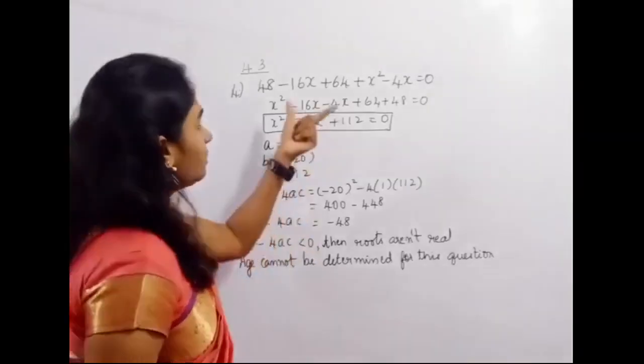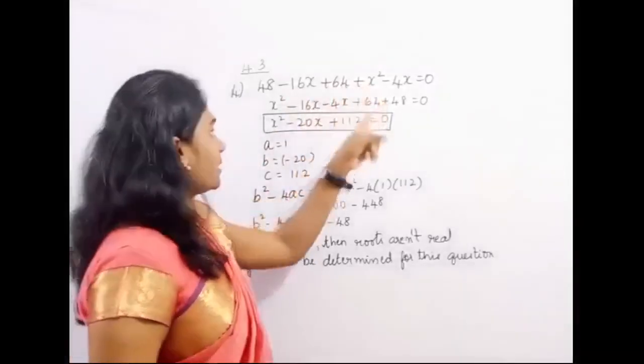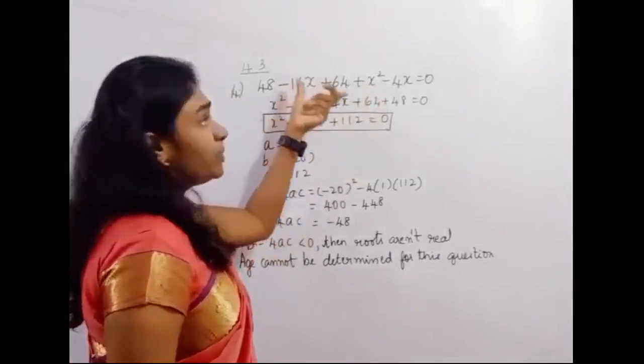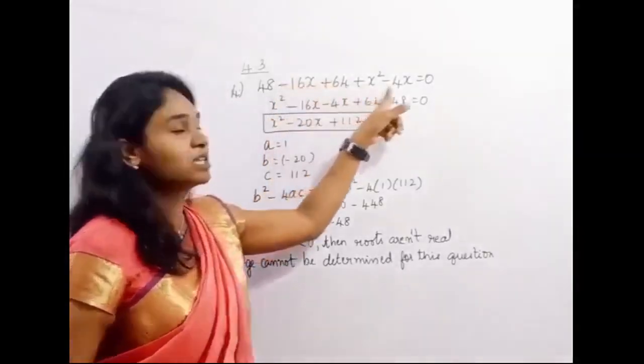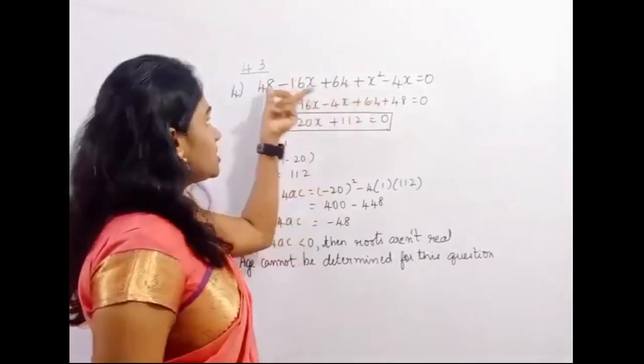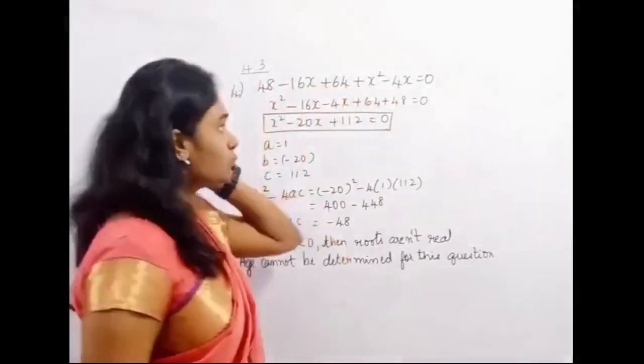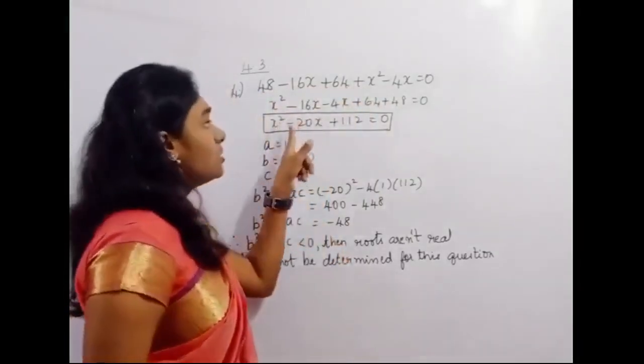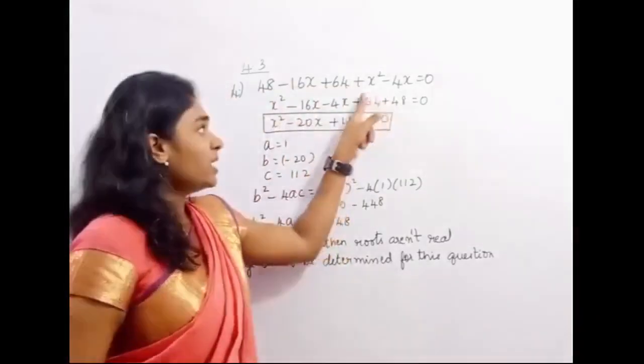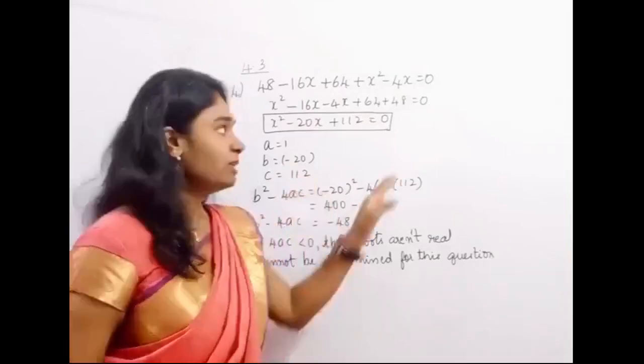Now rearranging the terms and grouping the terms, what do we get? See, minus 16x and minus 4x are the like terms. And then we add these two constants, 48 plus 64. So therefore, what do we get? We get x square minus 20x minus 112 equal to 0.